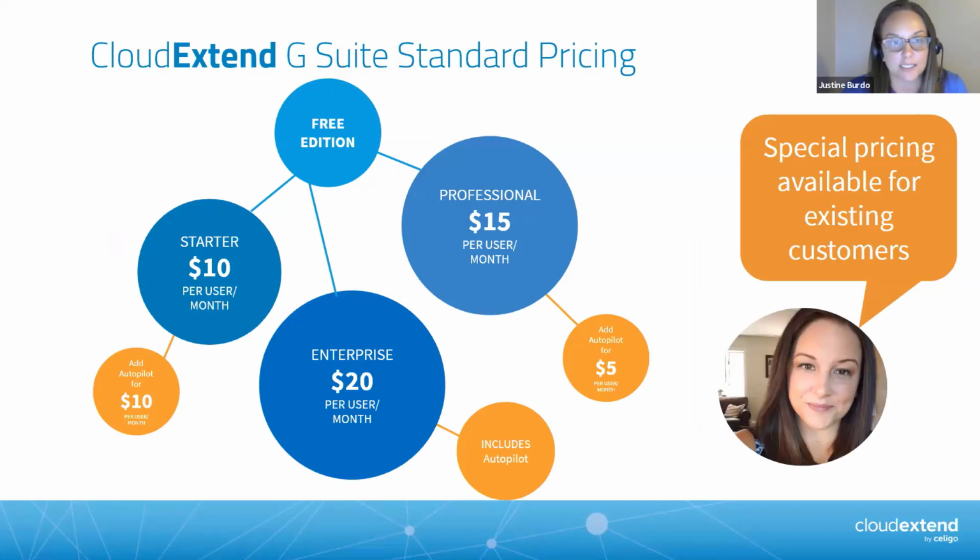So really quick on the pricing. This is our current standard pricing for G Suite. In our current pricing model, Autopilot is part of the Enterprise Edition, which is $20 a month per user, or as an add-on feature for either $10 or $5 a month per user, depending on if you're on the Starter Edition or the Professional Edition.